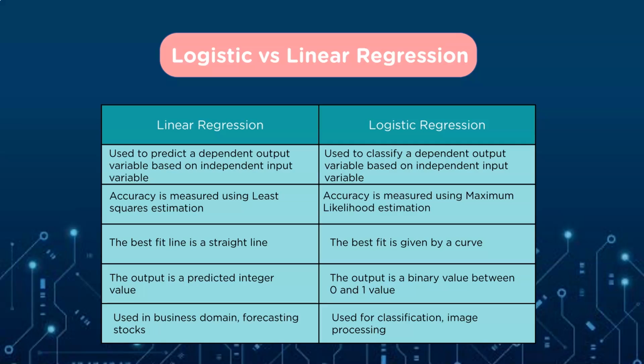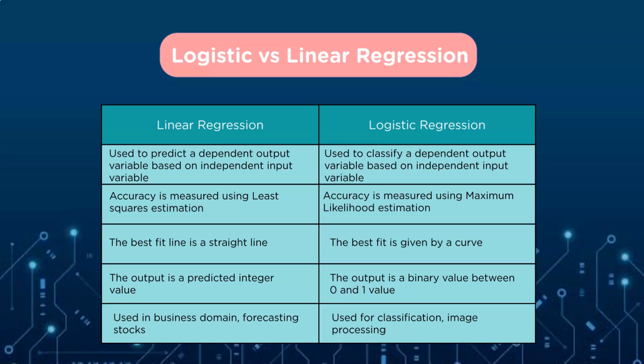A logistic regression model is used to classify a dependent output variable based on an independent input variable. So just like the linear regression model and like all of our machine learning tools, you have your features coming in. And in this case you might have a label, an image or something like that, which is probably the very popular thing right now, labeling broccoli and vegetables or whatever. Accuracy is measured using maximum likelihood estimation. The best fit is given by a curve.